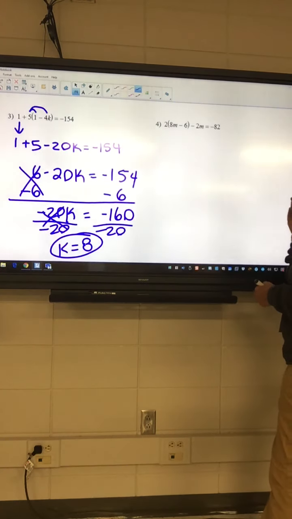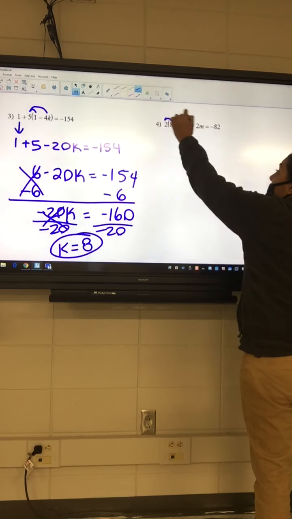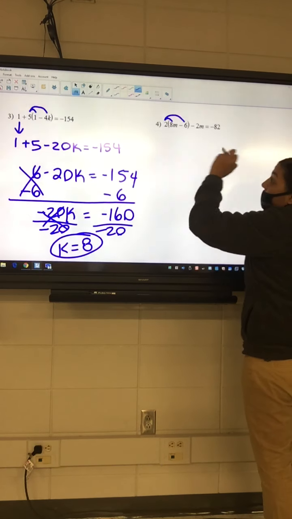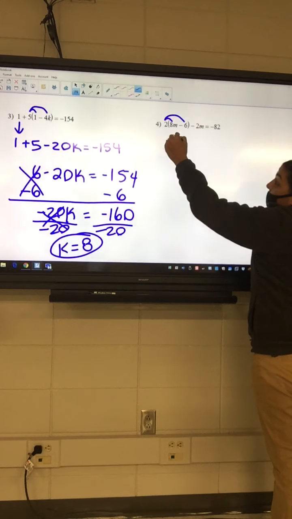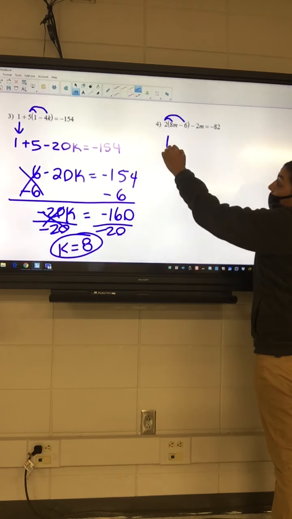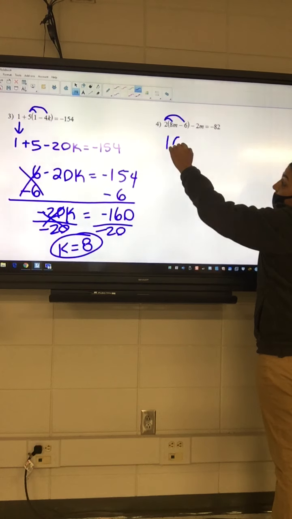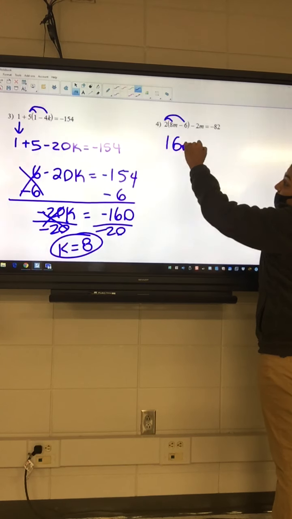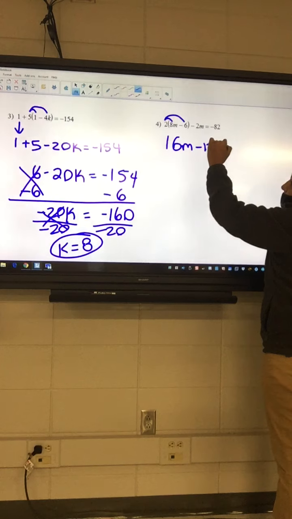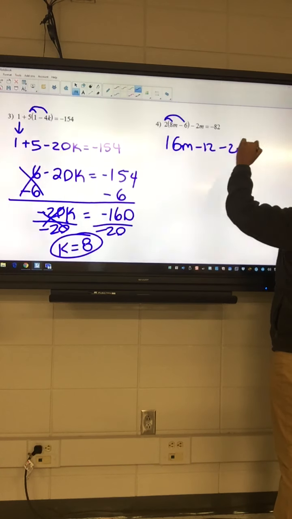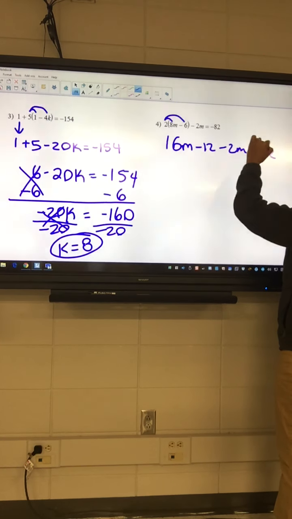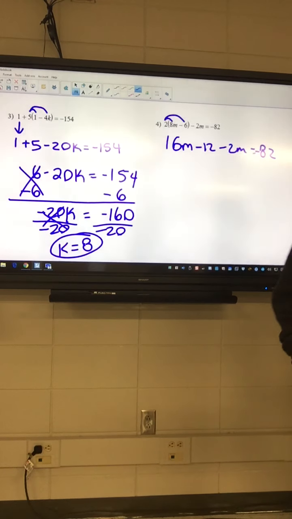Case number 4, we're gonna distribute. So 2 times 8, 16m minus 12 minus 2m equals negative 82. Good job, bud. Alright, 4 division of 7.